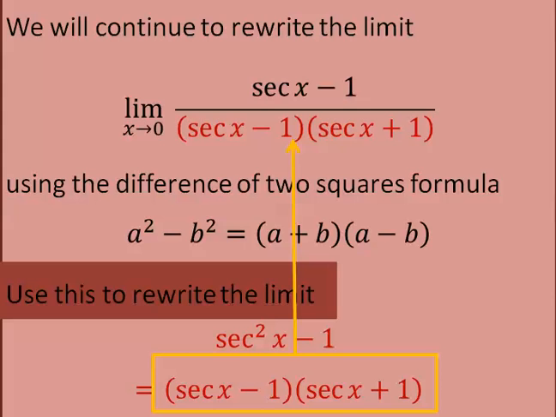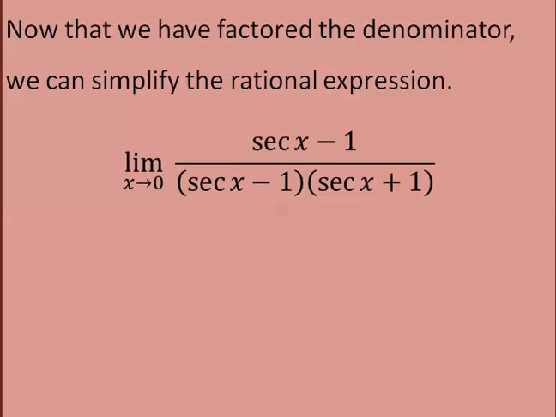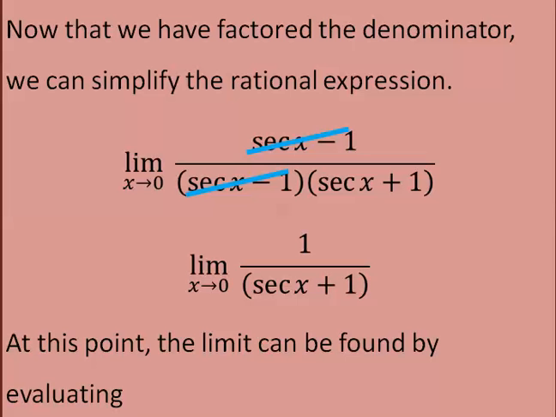So I'm now looking at the limit of secant x minus 1 over secant x minus 1 times secant x plus 1. Now that we have factored the denominator, we can simplify the rational expression fairly easily. I can cancel the secant x minus 1 that's found both in the numerator and in the denominator. And at this point, the limit can be found by evaluating.